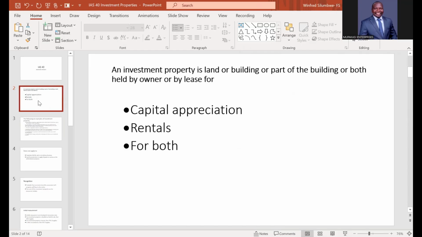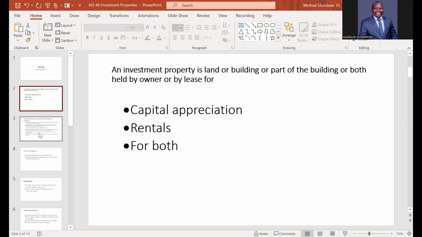So if the property is falling under either of these leases, then it is accounted for as an investment property. But the moment it is declared leased out, then IFRS 16 Leases now applies. That's how it operates. So if you are building a house for the purpose of leasing it out, it is accounted for under investment property. But the moment it is leased out, then IFRS 16 applies.